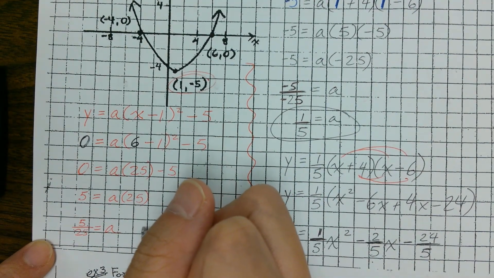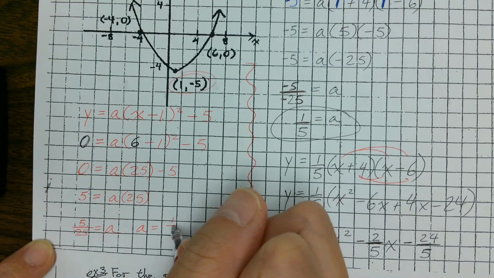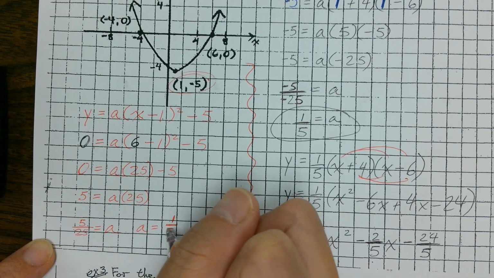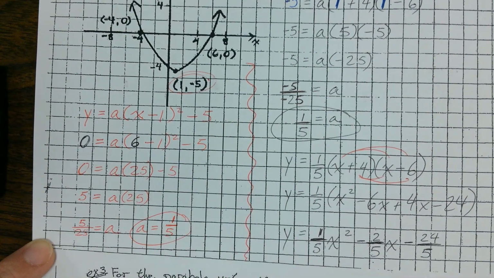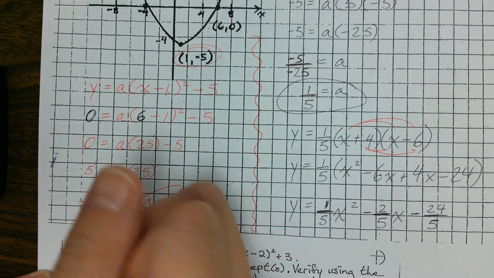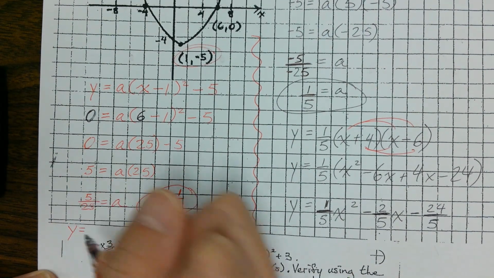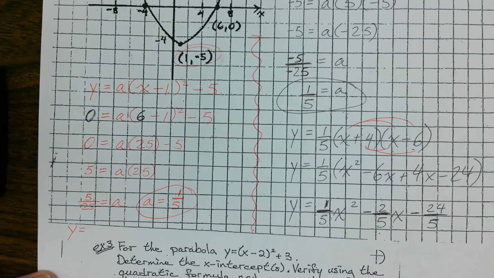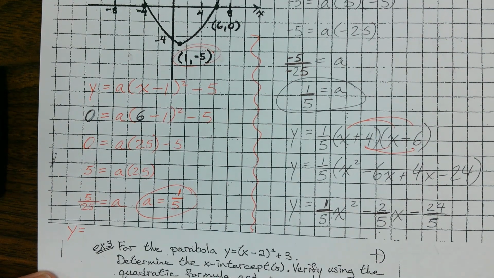So a is the same thing, 1/5. When you reduce it, you get 1/5. Okay. How do I write this in vertex form? My equation in vertex form. Y equals.